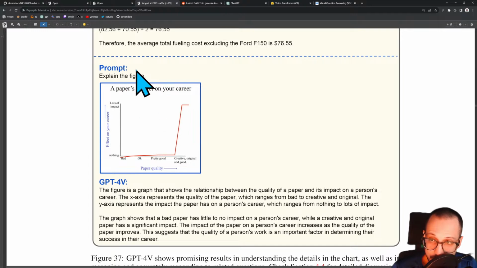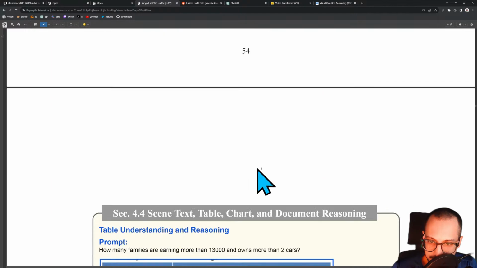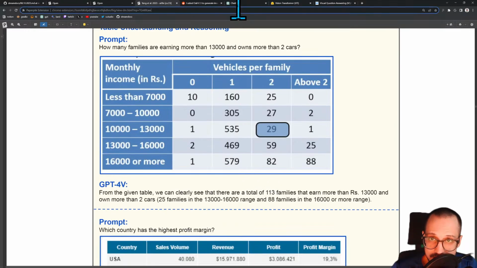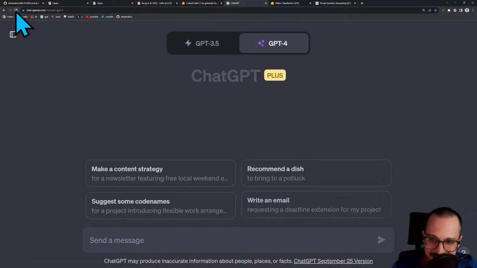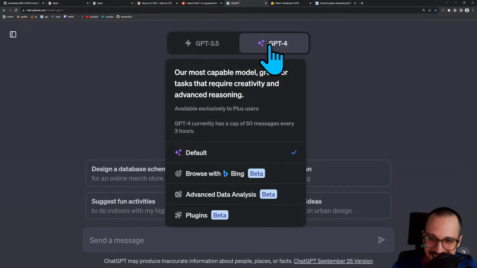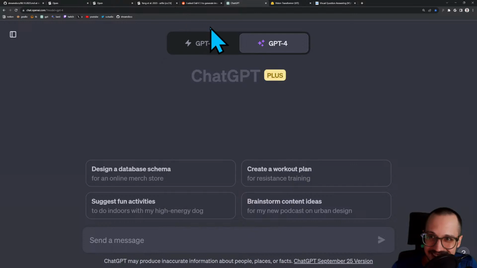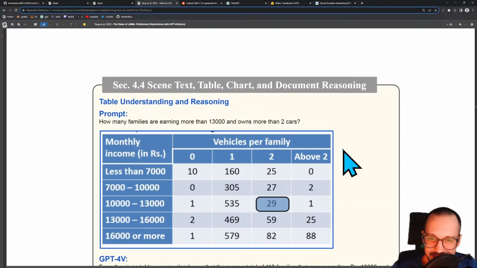Paper impact on your career. This is a meme. Bad paper has little note impact, while a creative and original paper has significant impact. I need this. Come on, I'm just going to sit here and refresh this ChatGPT over and over again until I get it. Please? Who do I have to convince?